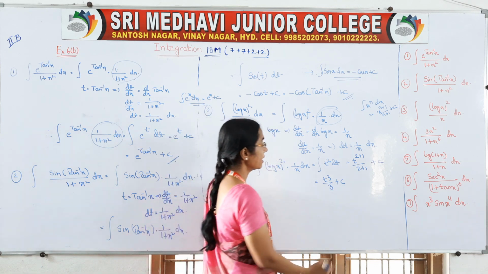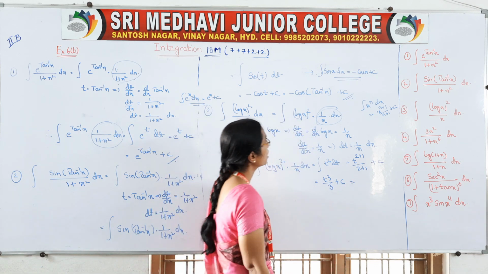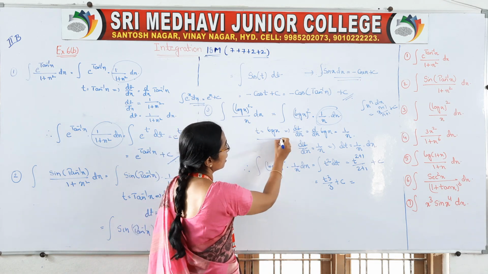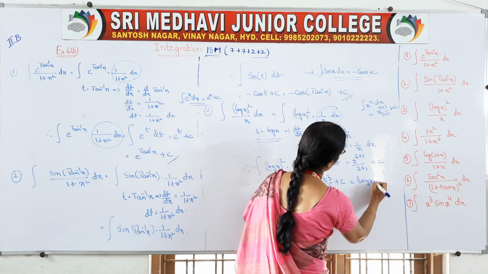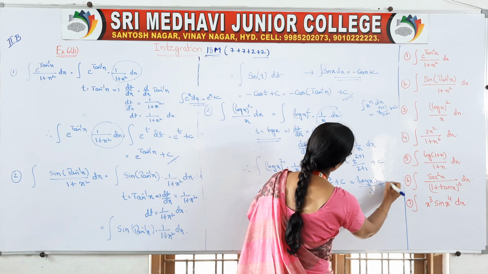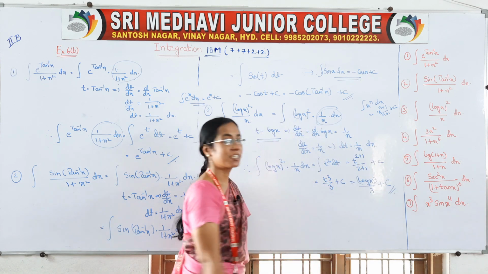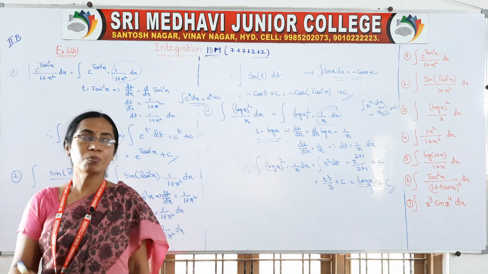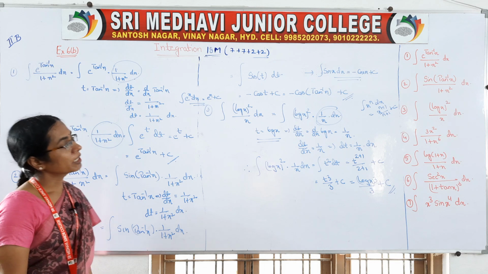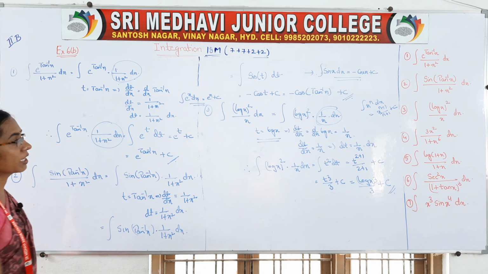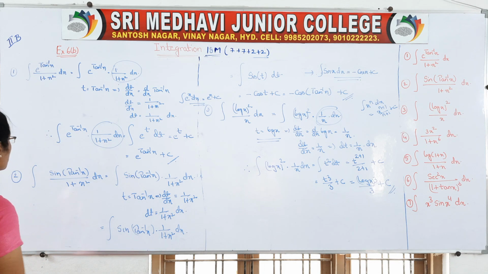So at the end I said substitute the t value. Which value have we taken? t is log x. So it is (log x) whole cube by 3 plus c, right? So for each and every problem, at the end we have to add plus c. Okay, this is your third question. Now go to the fourth one.